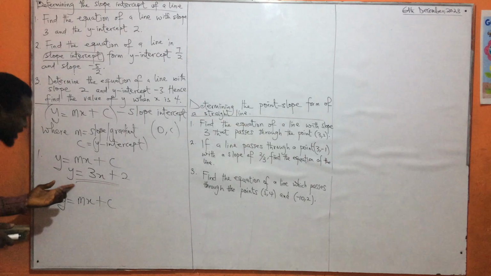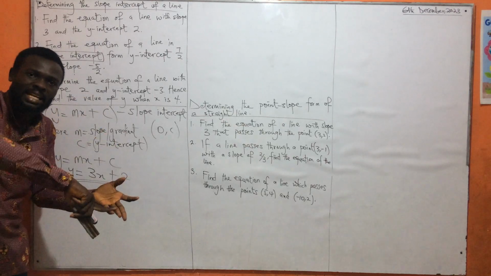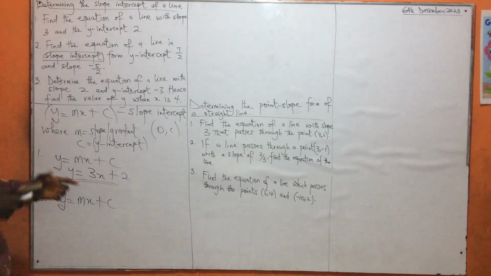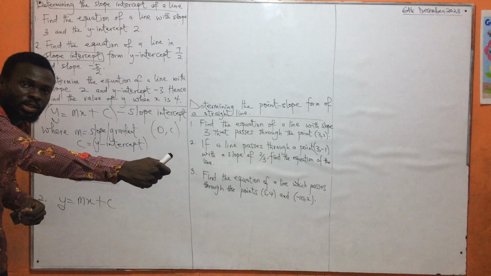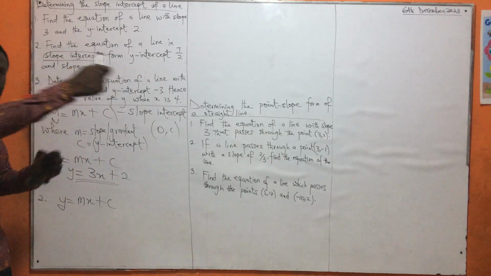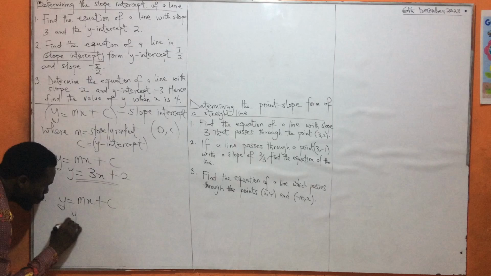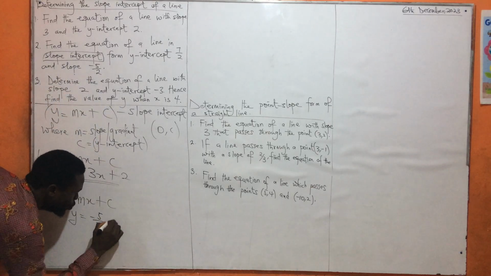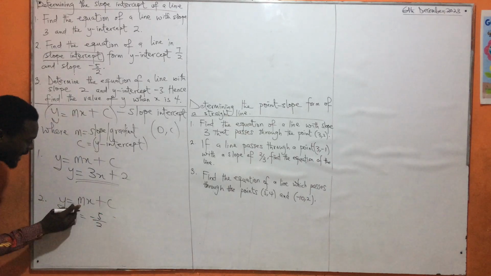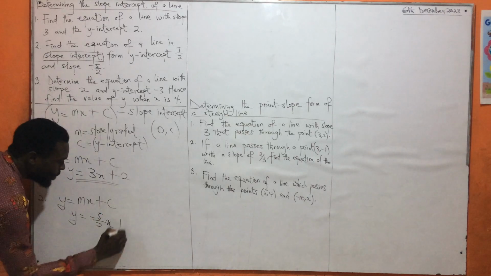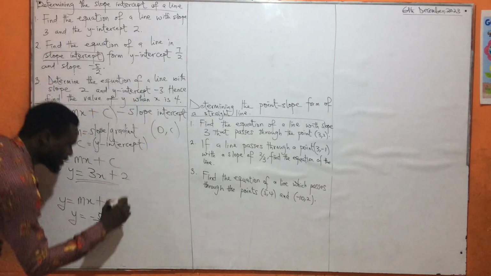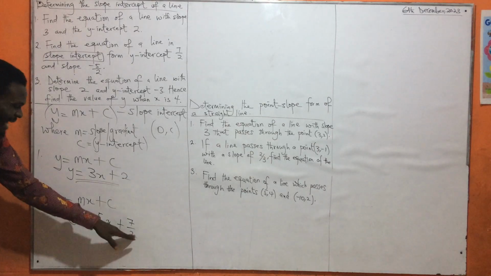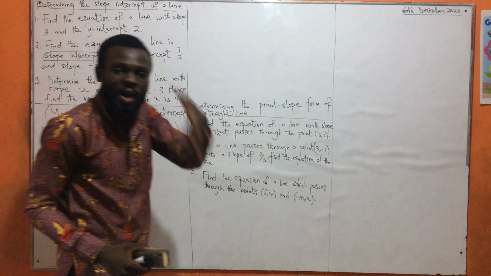Because I have the gradient and the y-intercept, I'm going to use the slope-intercept form. m is the gradient, you just substitute. c is the y-intercept, you substitute. So this gives me y is equal to m, the slope, negative 5 over 2x, plus the c. And the c is the y-intercept, so 7 over 2.